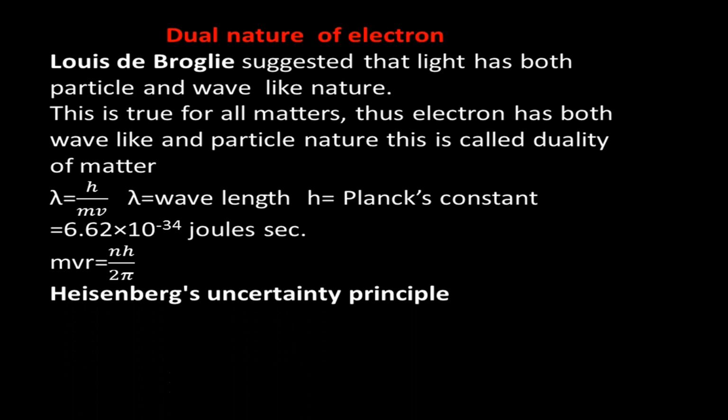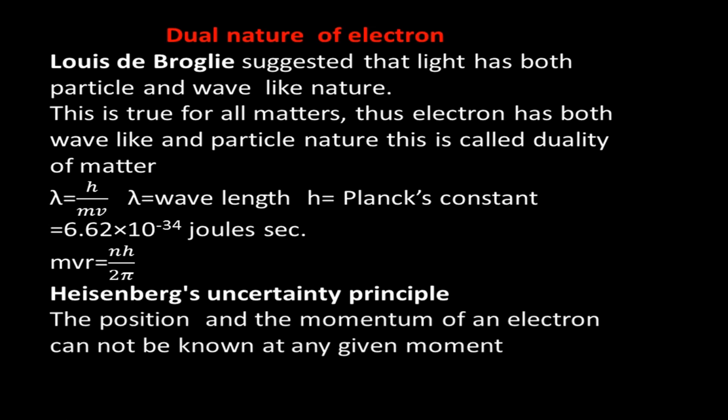Heisenberg uncertainty principle. The position and the momentum of an electron cannot be known at any given time. So the Heisenberg uncertainty principle states that it is impossible to know the position and the momentum of an electron at any given moment. He gave the relationship Δx, that is the position, times Δp, the momentum, is greater than or equal to h over 2π.